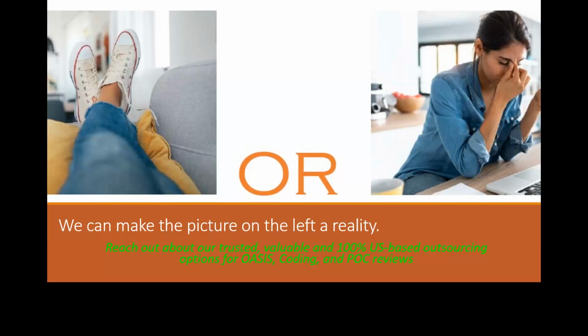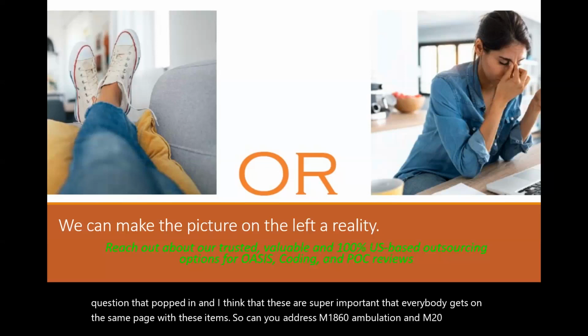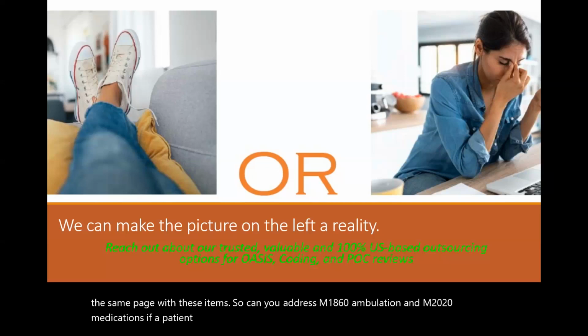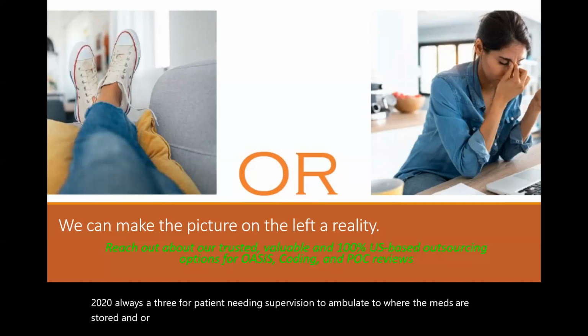And as I'm trying to get to more of these questions, Cindy, we have another item question that popped in, and I think that these are super important that everybody gets on the same page with these items. So can you address M1860 ambulation and M2020 medications? If a patient needs supervision to ambulate at all times, M1860 equals a 3. Is M2020 always a 3 for patient needing supervision to ambulate to where the meds are stored and or obtain a beverage to take the meds with?